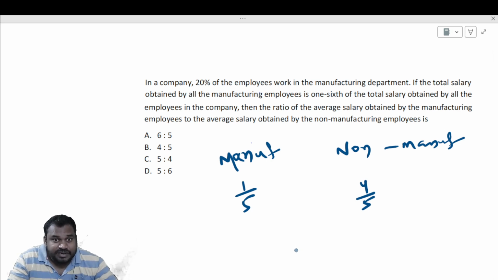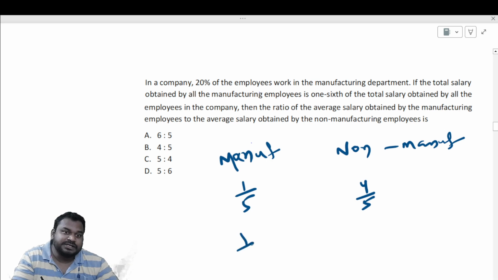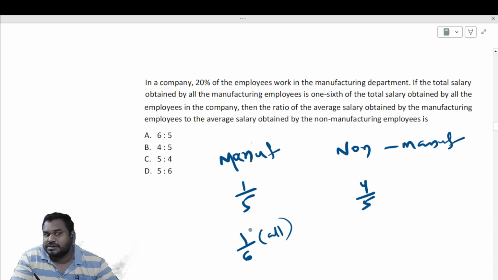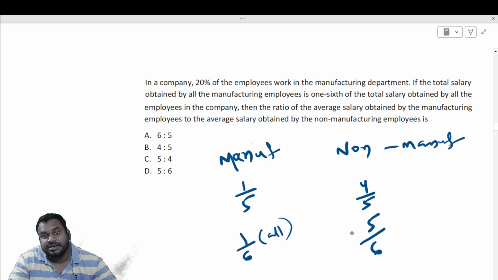In the same way, the total salary obtained by all the manufacturing employees is one sixth of the total salary obtained by all the employees in the company. See, one sixth of all employees' salary. It means out of six parts, one part is the total salary of all manufacturing employees. Then it will become five parts out of six for the non-manufacturing.